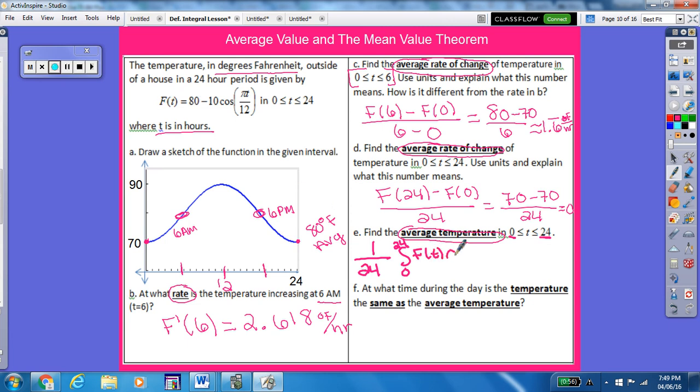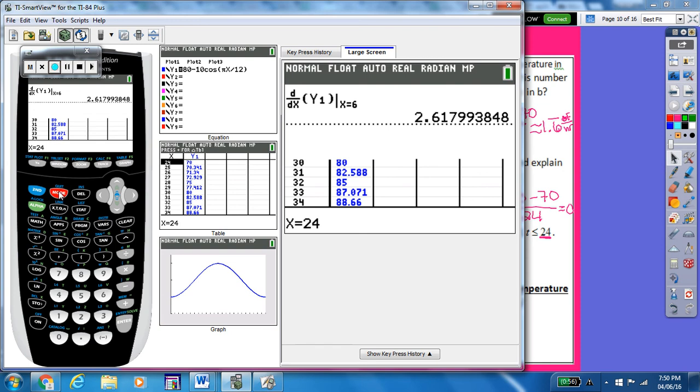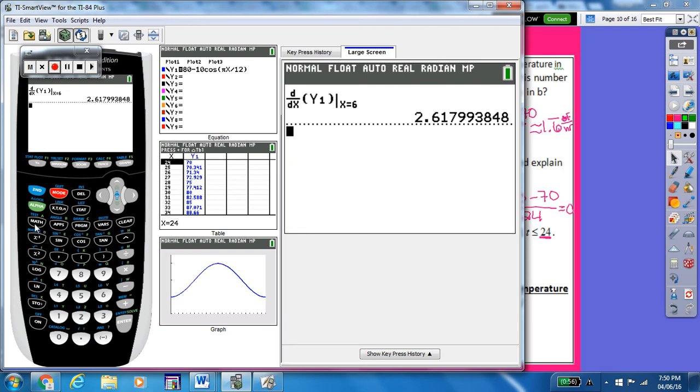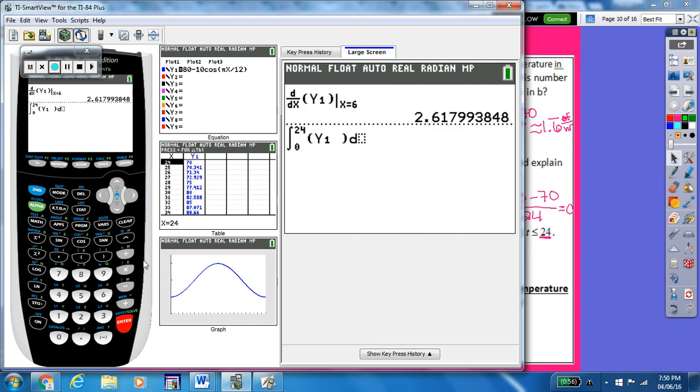Now, we're not going to do that by hand. Absolutely not. We'll do it with our handy-dandy calculator. Let's go second quit. All right, so we don't want to do a derivative. We want to do an integral this time. Math 9. We're going to start at 0. We're going to go to 24. And instead of typing the function, it's a pretty long one, we're going to use vars. And then dx. Okay. Let's get an answer.